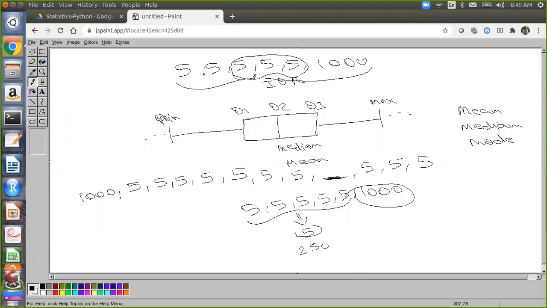So even if you are not considering the whole data from minimum to maximum, you can still represent your data properly just by taking the values available in the interquartile range region. So this is where the significance of the interquartile range comes into the picture.